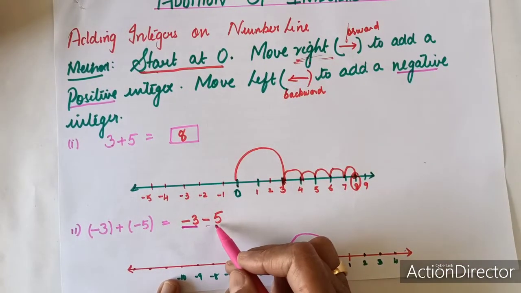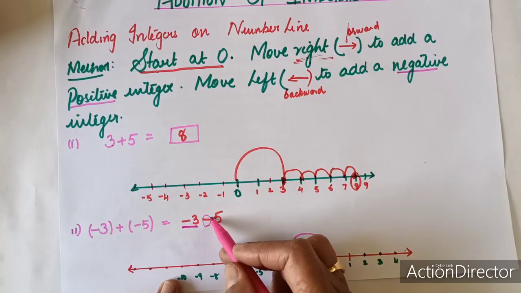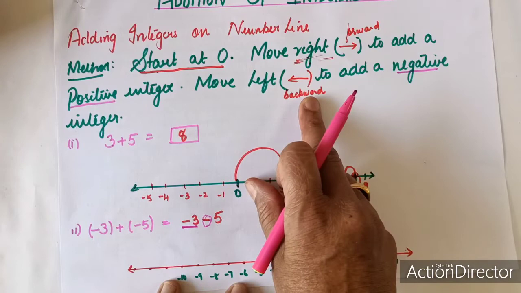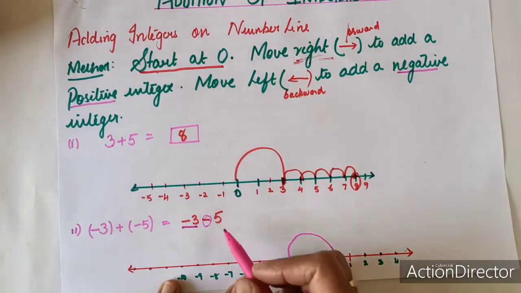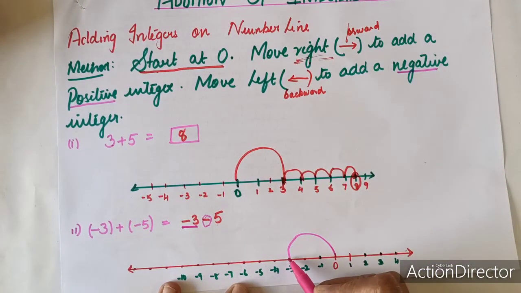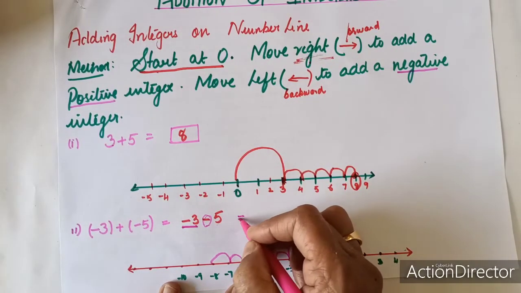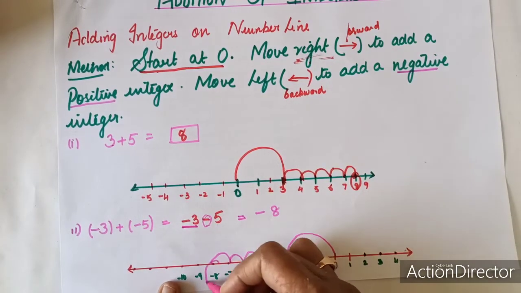Second integer is minus 5. When there is a negative sign, we have to move backward. So, how many steps backward? 5 steps backward. So, 1, 2, 3, 4, 5. So, my answer is minus 8.